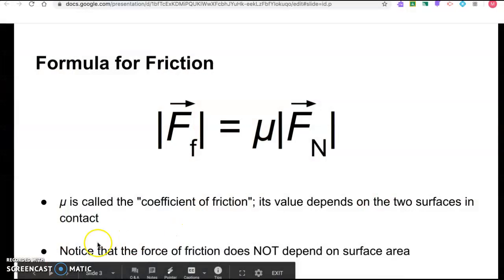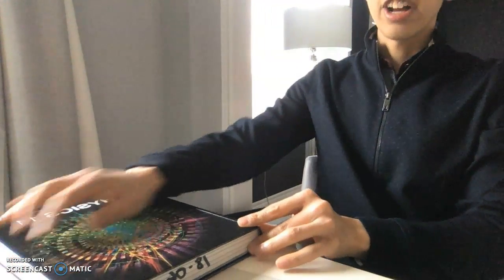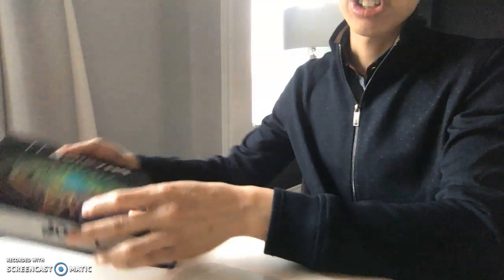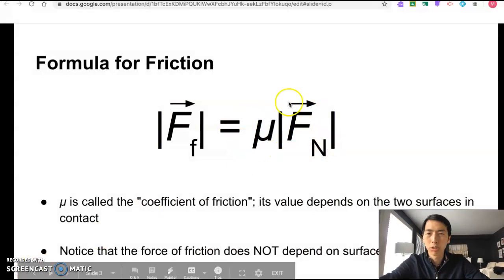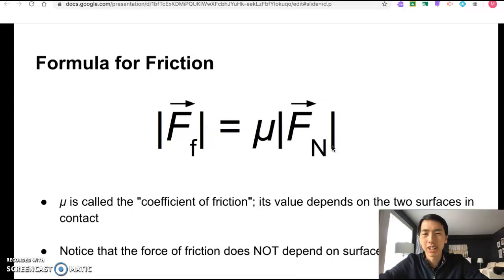Now notice what this formula does not depend on. Okay, the force of friction does not depend on surface area. So you might think that if I try to push this book across the table, since it's flat against the table, there might be more friction than if I held it this way, because there's less contact. However, that's actually not true. Okay, that's not the case according to the formula I just showed you. There's no room in this formula for surface area at all.